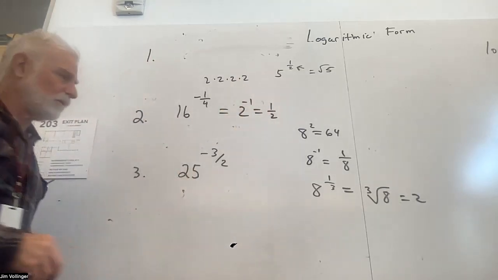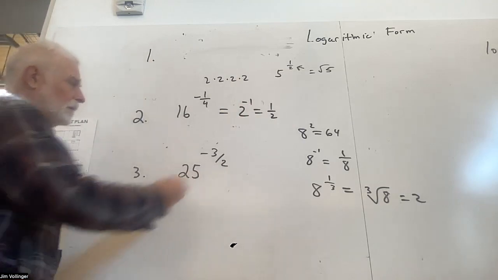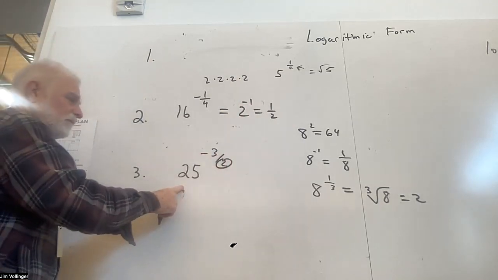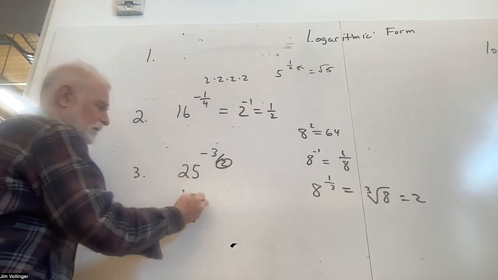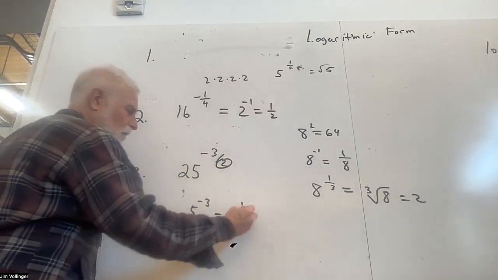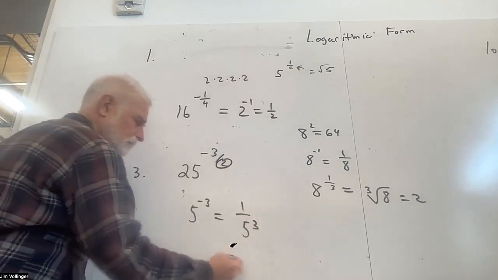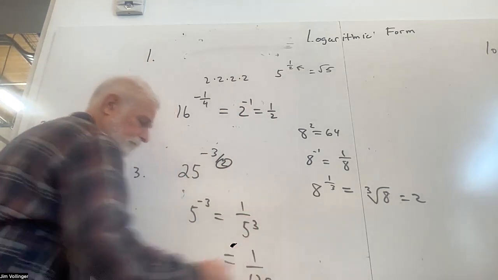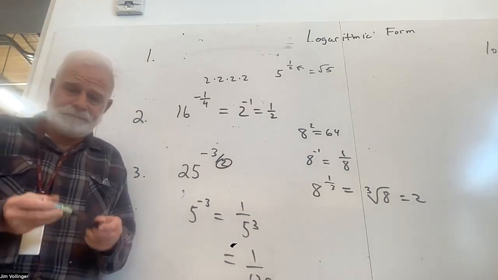You're pausing the video and you're trying this one. All right, well, what's the square root of 25? 5 to the negative 3. All right, so I've taken the square root, and that's 1/5 cubed, 1/125. We've got to get good at this.